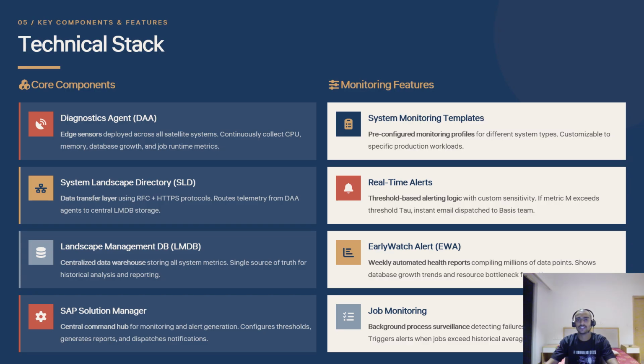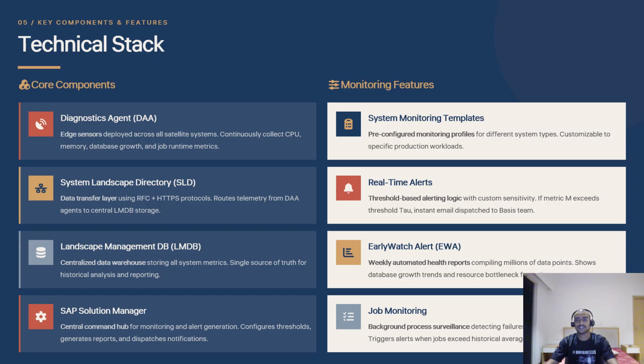We have system monitoring templates there. These are pre-configured monitoring profiles, but as we know, different production systems have different workloads. So we have a customization option available here, and we can customize it as per our need. Then we have real-time alerts. Once the metrics exceed the threshold, an instant email is dispatched.